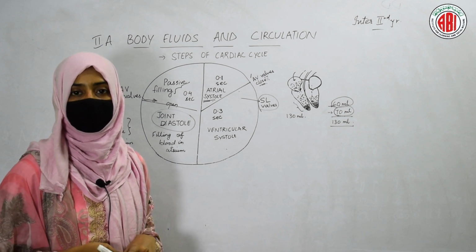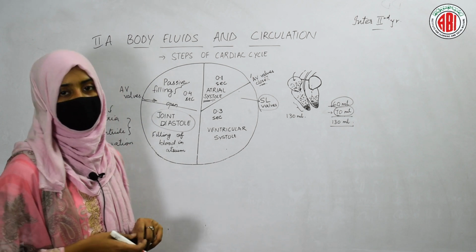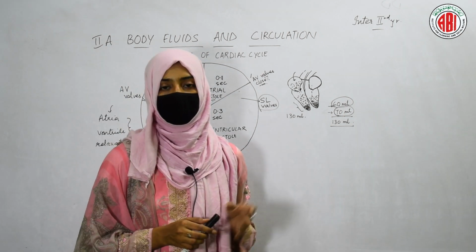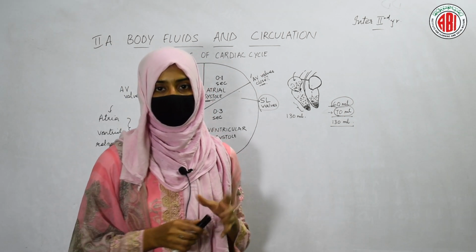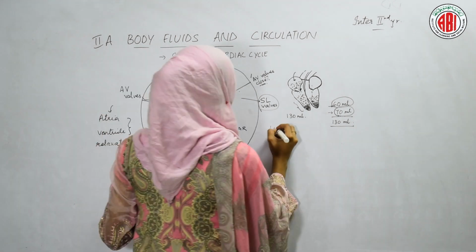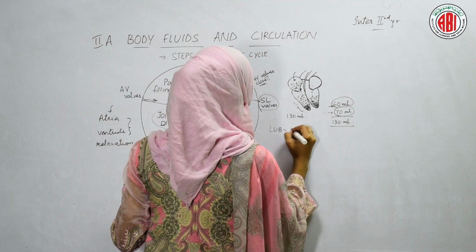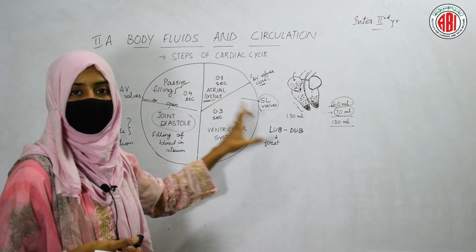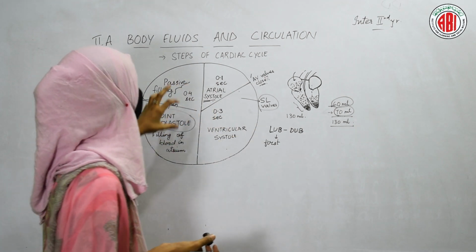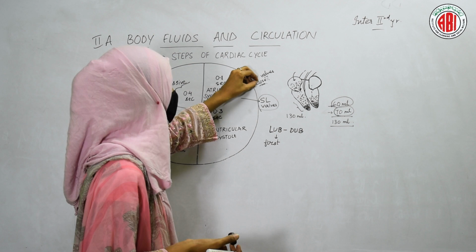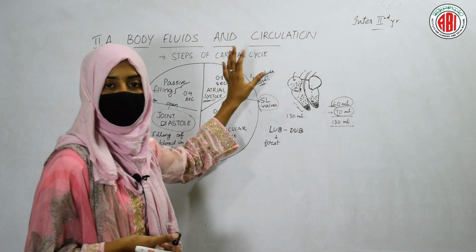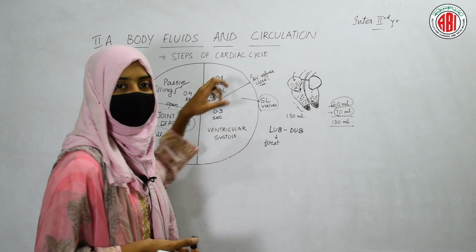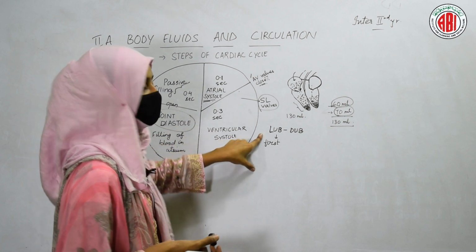One cardiac cycle completes within 0.8 seconds. We know that one heartbeat makes some sound, that is the lub-dub sound. So when and why are these sounds produced? Lub is the first sound, and it is produced due to the closure of AV valves. When the atrioventricular valves close, at that time we can hear a sound, that is lub.